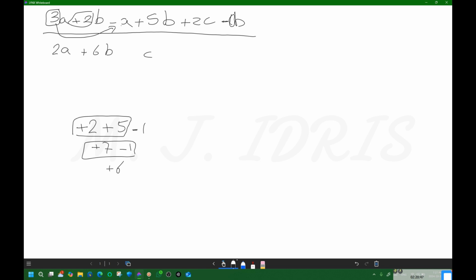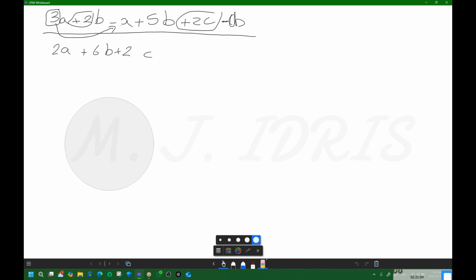Now C. As for C, I only have one term, which is this one, so it will stay as it is, positive 2C. And that's it. That's the main concept of it. I'll give you a harder example now.